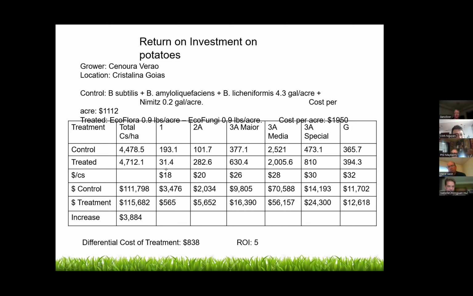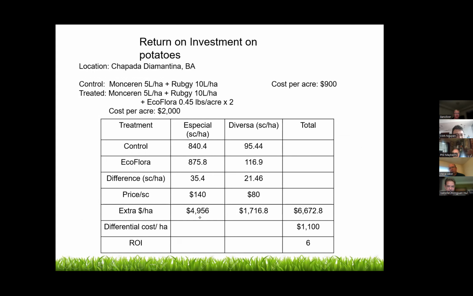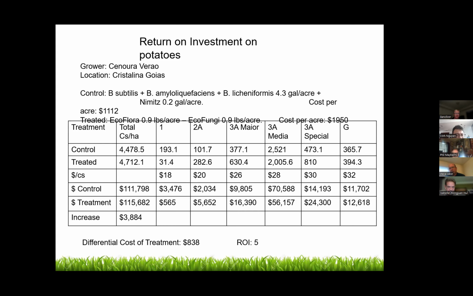And we can see in this one, oh God, this is totally messed up. I'm sorry. Let me try to figure out, make some sense out of this.